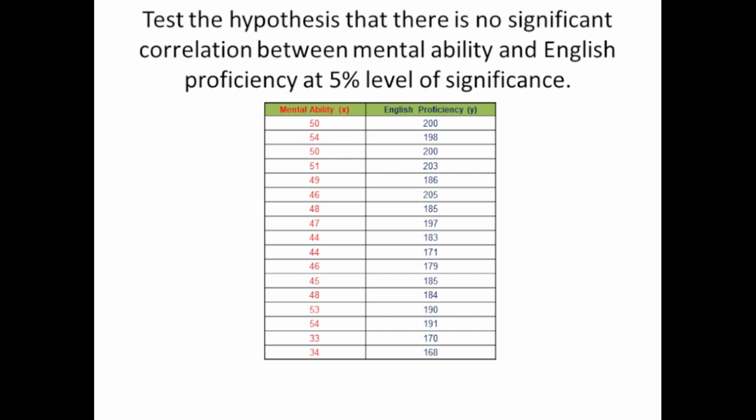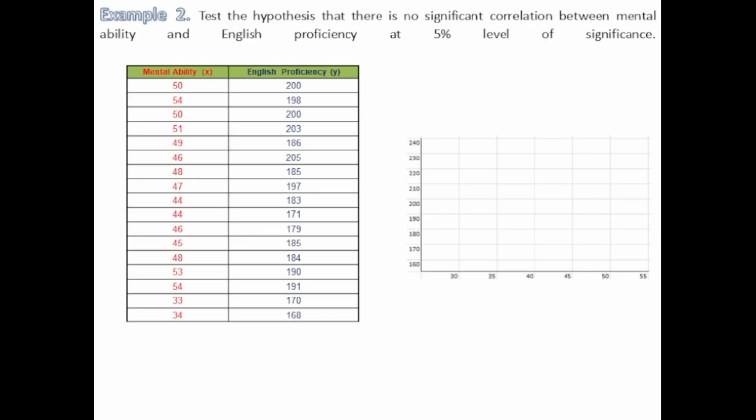Sample number 2 tests the hypothesis that there is no significant correlation between the mental ability and English proficiency at 5% level of significance. So here, mental ability is X and English proficiency is Y. Okay, so first step is to graph the scatter plot.